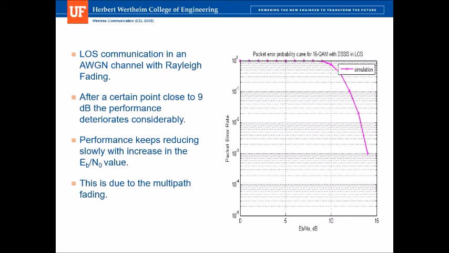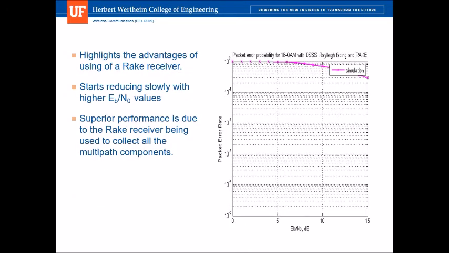So to overcome this, we need to use a Rake receiver. So upon using a Rake receiver, the performance is as shown. So it highlights the advantages of using a Rake receiver. Even when the Eb by N0 value increases, the packet error probability reduces slowly. So the superior performance is because the Rake receiver can collect all the multipath components and can give a better performance.